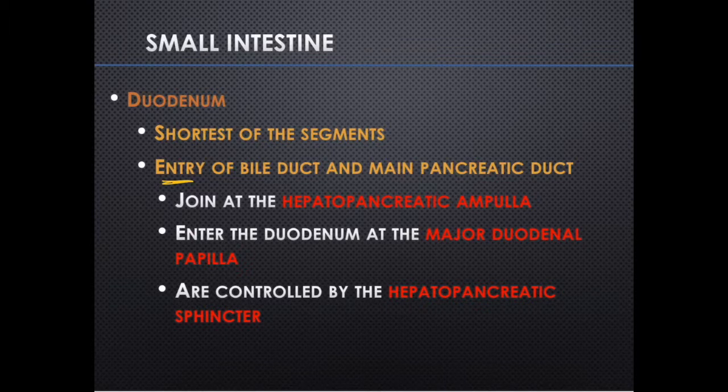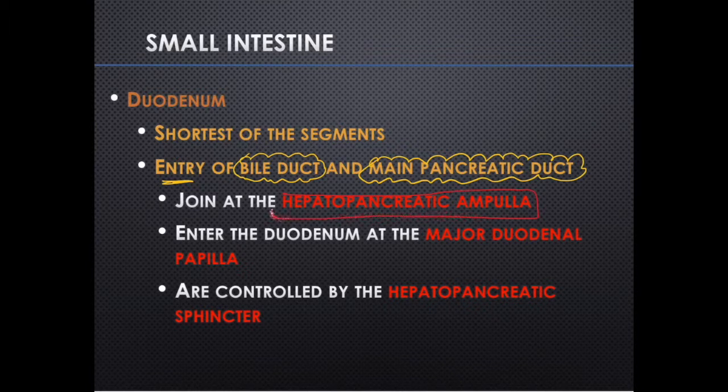And those two ducts, the bile duct coming from the liver and the main pancreatic duct coming from the pancreas, will fuse together, and they will be forming what we call the hepatopancreatic ampulla. And the hepatopancreatic ampulla is what will conduct the liver and the pancreatic secretions to the proximal part of the small intestine, my duodenum.